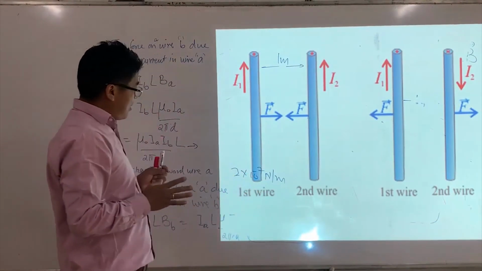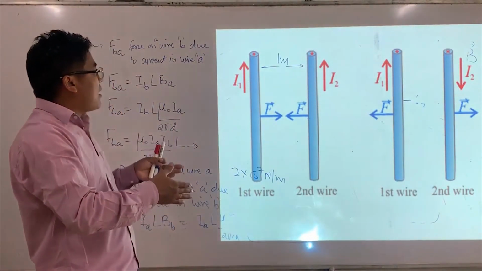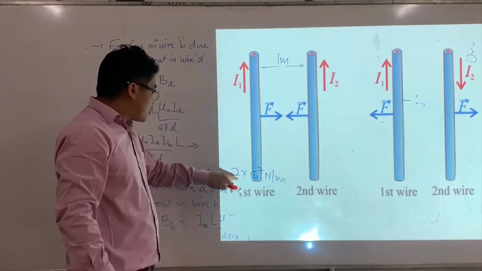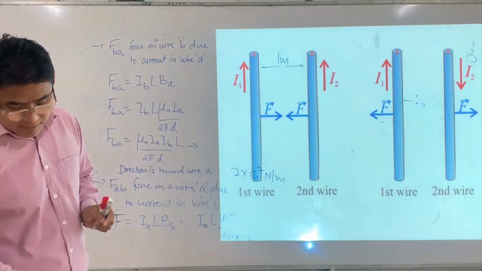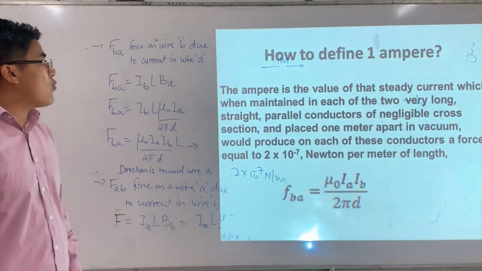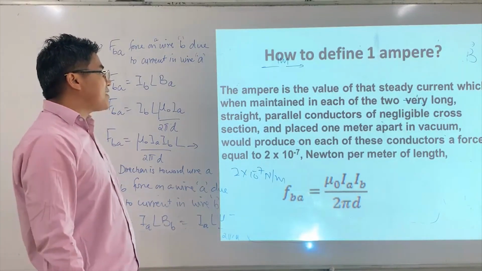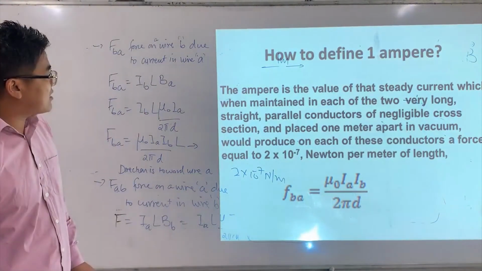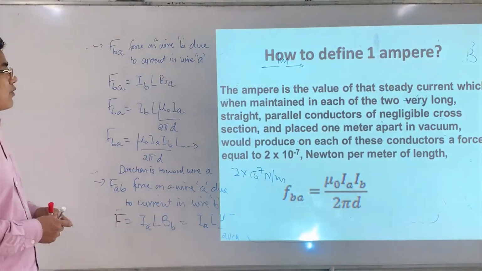So again, I'm going to define it. It is said to be 1 ampere passing through 2 wires separated by a distance of 1 meter if the force per unit length on each wire is 2 into 10 to the power minus 7 newtons per meter. If this is so, we call it 1 ampere. The ampere is the value of that steady current which, when maintained in each of two very long straight parallel conductors of negligible cross-section and placed 1 meter apart in vacuum, would produce on each of these wires a force equal to 2 into 10 to the power minus 7 newtons per meter of length. So this is what we define as 1 ampere.